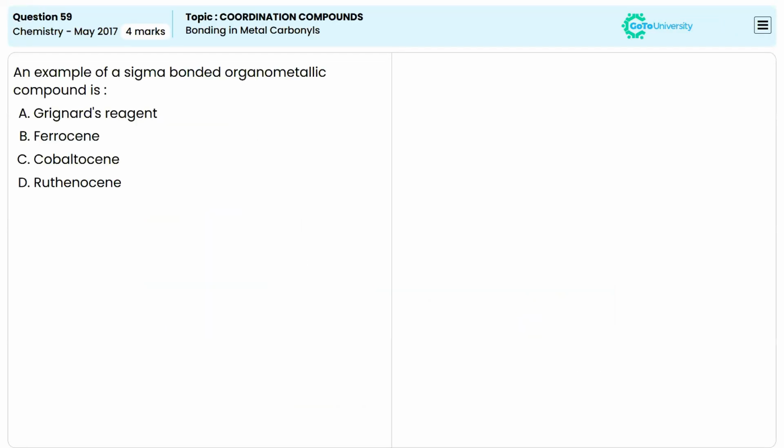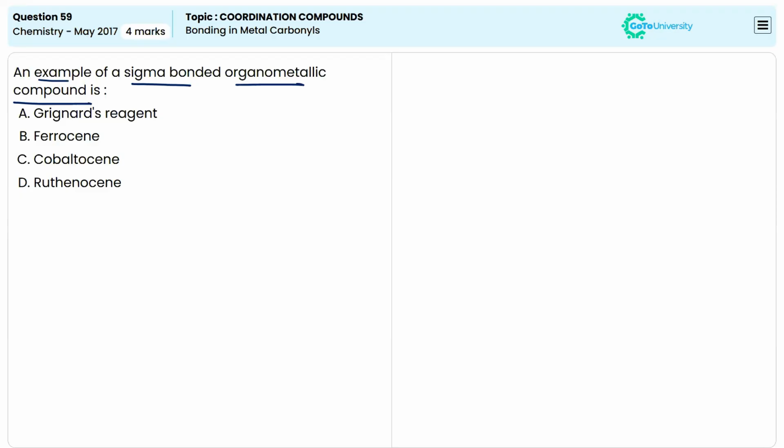Now let us move to the questions from this topic. We have the first question: we have four different compounds, and we have to find out the one which is a sigma bonded organometallic compound. So first of all, we have to know what is an organometallic compound, right?